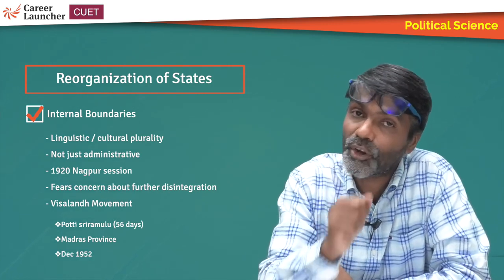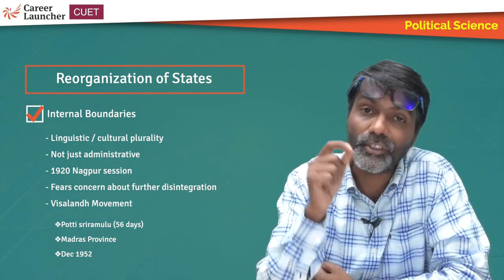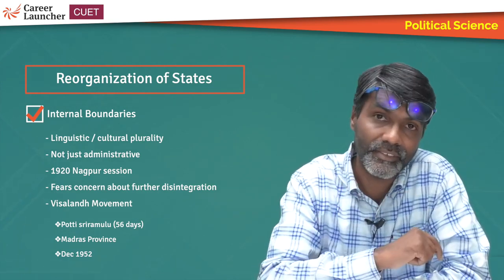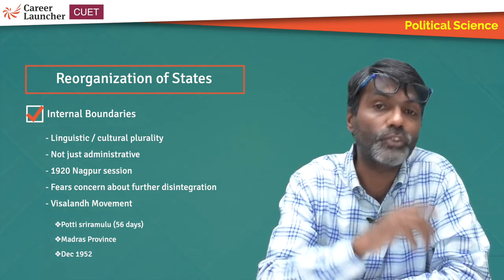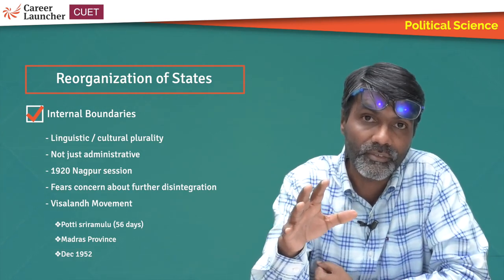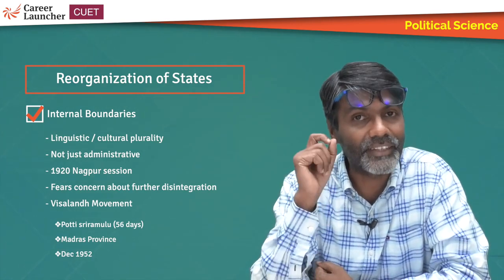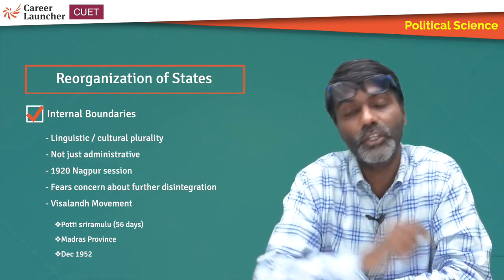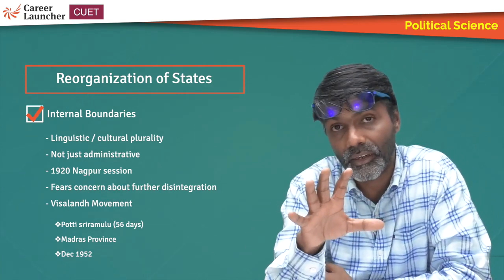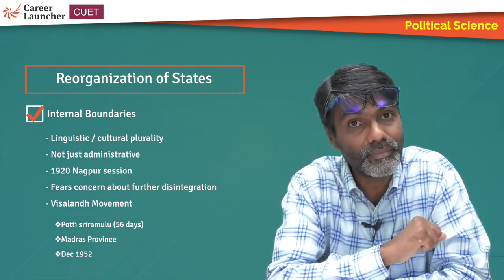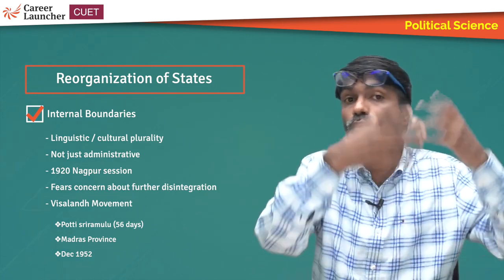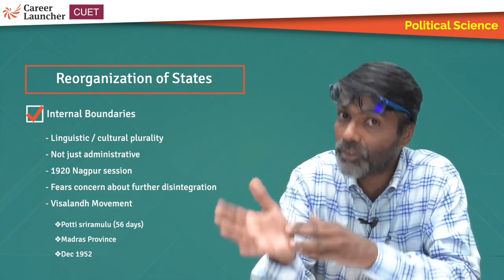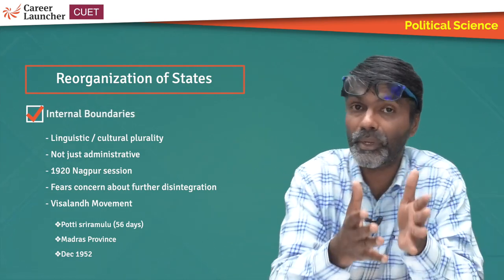Unfortunately, the government did not act quick enough, and after 56 days of fasting, Putti Sri Ramulu died, and that caused chaos. The outcome of it was that the government had to relent. They split Madras state into Tamil Nadu and Andhra Pradesh. That led to the demands for doing the same in different parts of India, which led in 1953. So Andhra and Tamil Nadu, this happened in 1952.